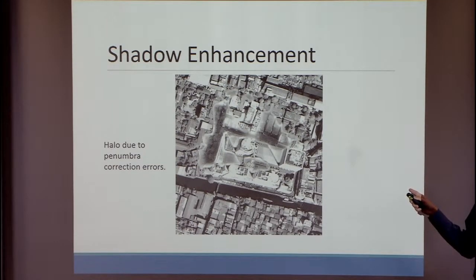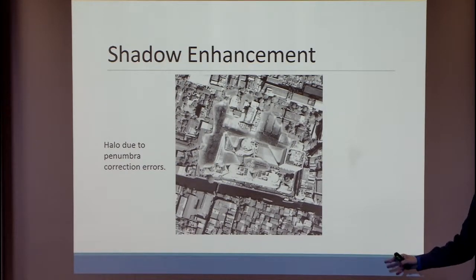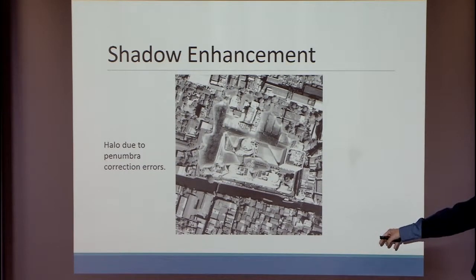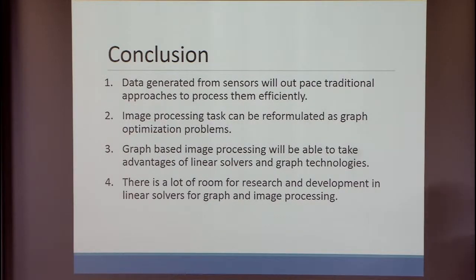This is actually the main motivation for my line of work: these images are really big. A satellite image, this one is really small, but the typical one is about 1 gigabyte. We want to be able to process everything within about 5 minutes, and this is what motivates most of the work here. So the conclusion is that the data generated from our sensors today, and in the near future, will outpace all the methods to process it efficiently using the current approaches.